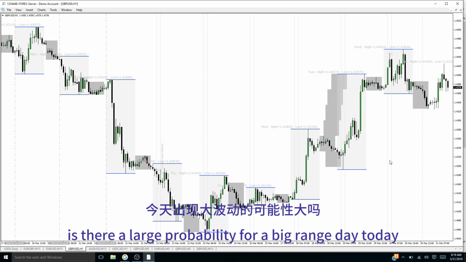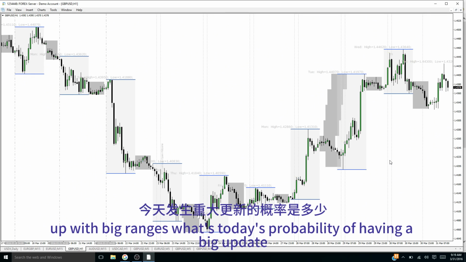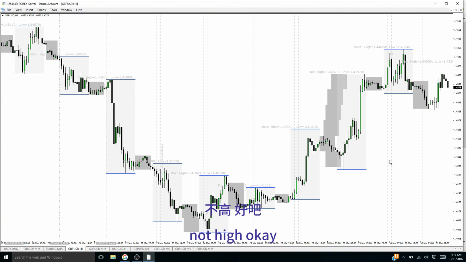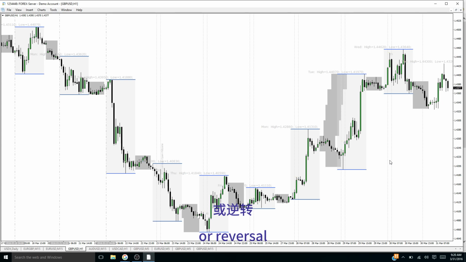Is there a large probability for a big range day today, up? Or has it been up for a long session of maybe 2 or 3 days with big ranges? What's today's probability of having a big up day? Not high. What ends up becoming is you have to watch the templates that cause mixed price action, or reversal.